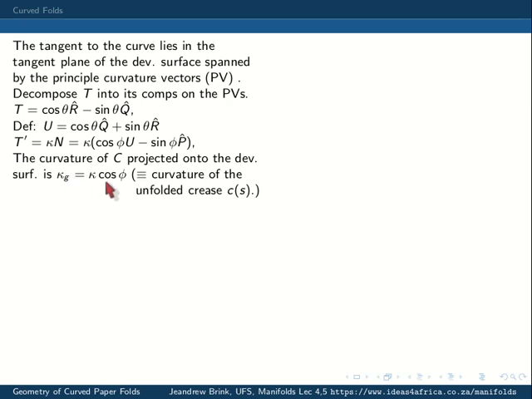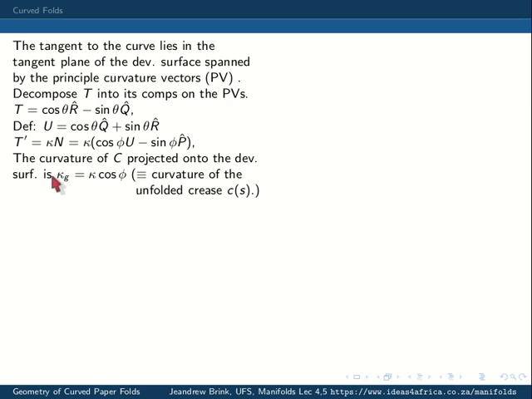So for example, when this page is flat, then you have that phi is equal to 0, and then kappa is just equal to the curvature of the curve. And when cos of phi takes on a specific angle, then you have a component of the curvature that's in the curve, and then you have another component that comes from the paper bending.